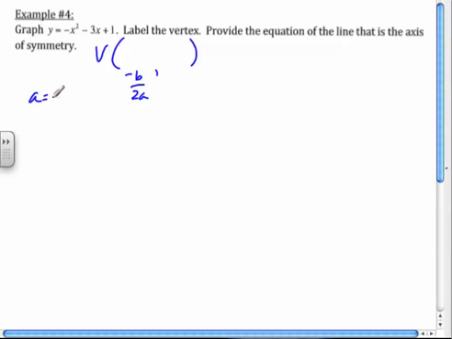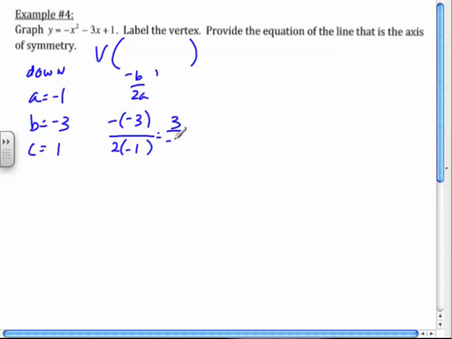So a is equal to negative 1, so this thing's going to turn down because a is negative. B is equal to negative 3. C is equal to 1, okay? And so that's going to give me negative something over 2 times something, and the b is negative 3 over negative, look at this. Okay, so 3 over negative 2. You know what, I'm going to do negative 1.5, all right? Just because when I'm plugging all that stuff in, it may help if it's in a decimal form, okay?